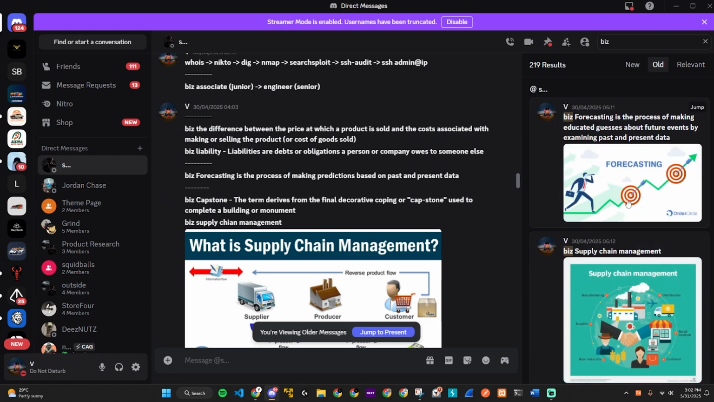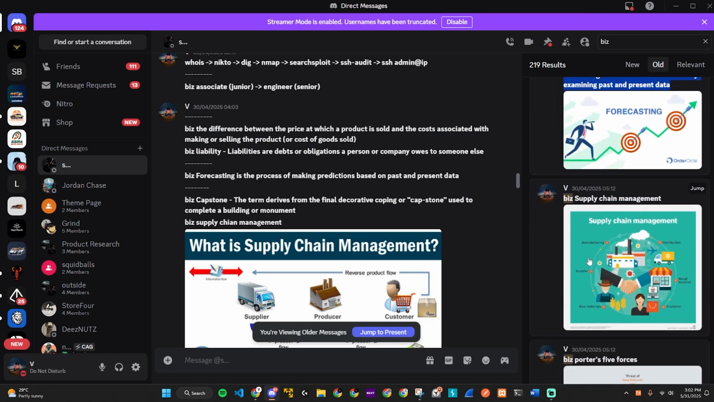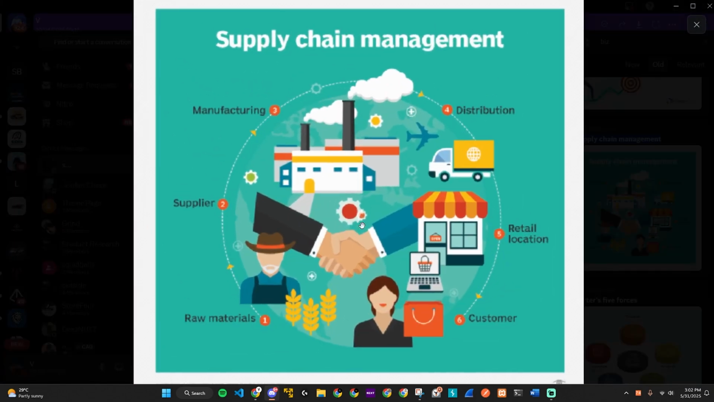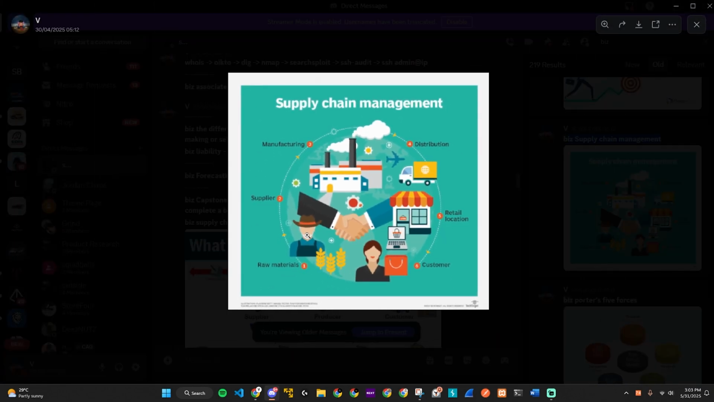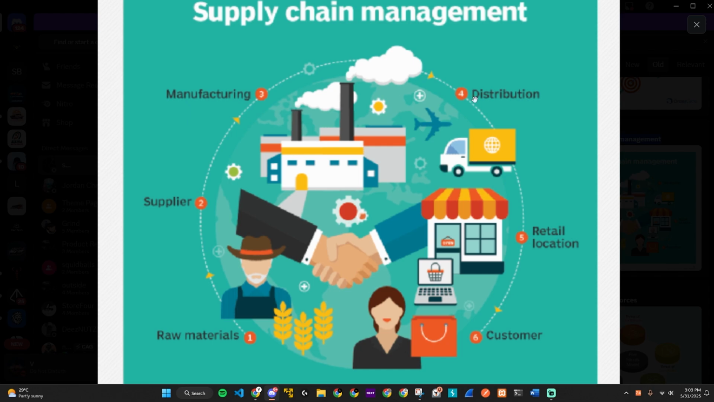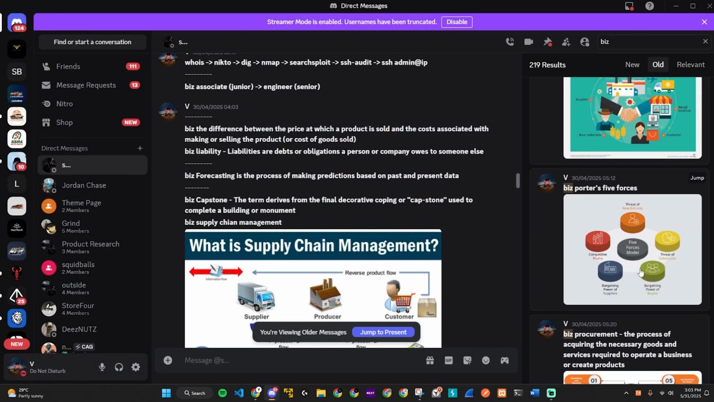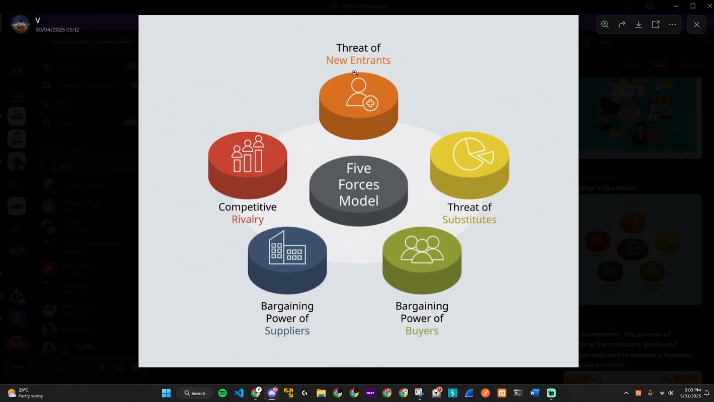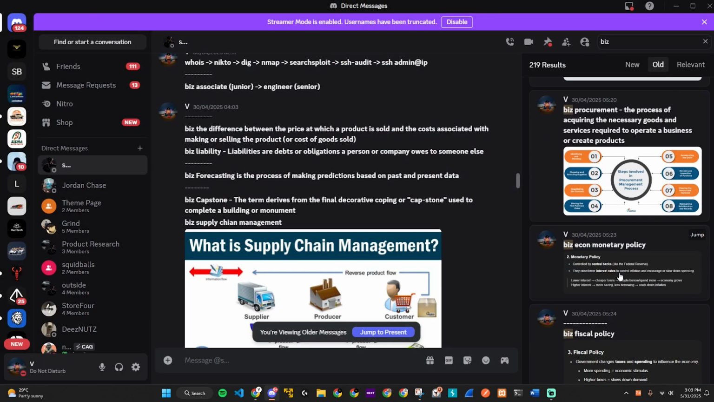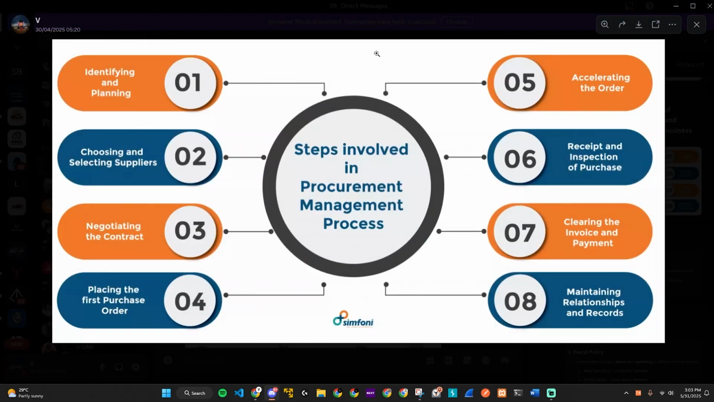So I'll just go through this real quick. Forecasting is just finding data and visualizing it. Supply chain management once again: supplier, manufacturing, distribution, right? What is the Five Forces? New entrants, substitutes, bargaining power of buyers, suppliers, competitive rivalry. As you can see, it's like a competitive analysis, an enhanced one.